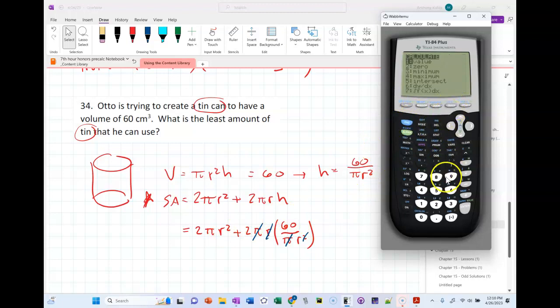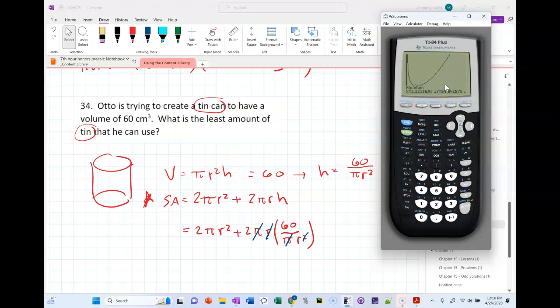So second trace, minimum command. Move my cursor somewhere left of where that minimum is. That looks good. Press enter. Move it to the right somewhere. That looks good. Press enter. And then enter on the guess. So a radius of 2.12 will give me a surface area of about 84.84 square centimeters. And that should be my answer.